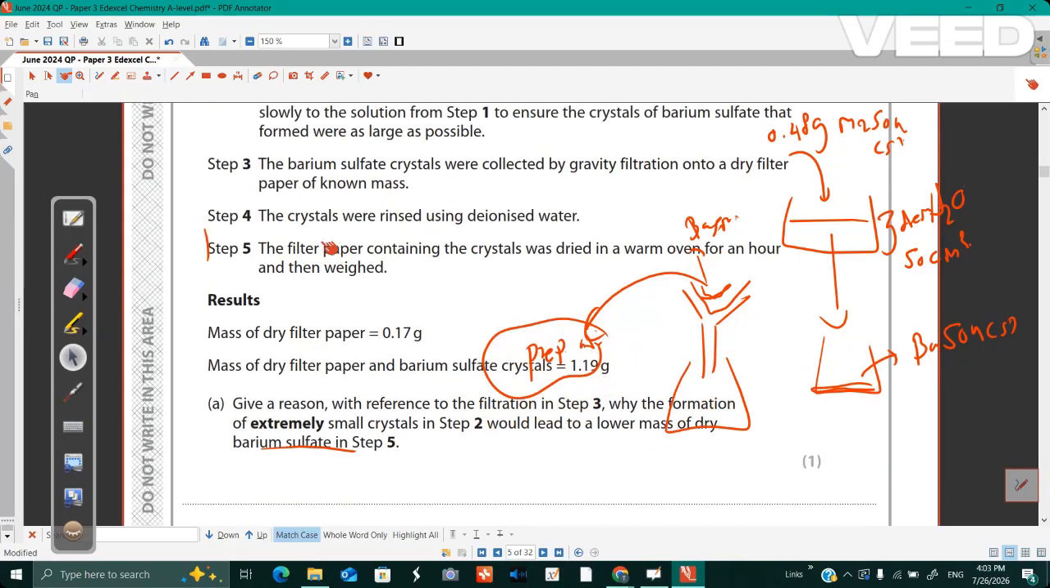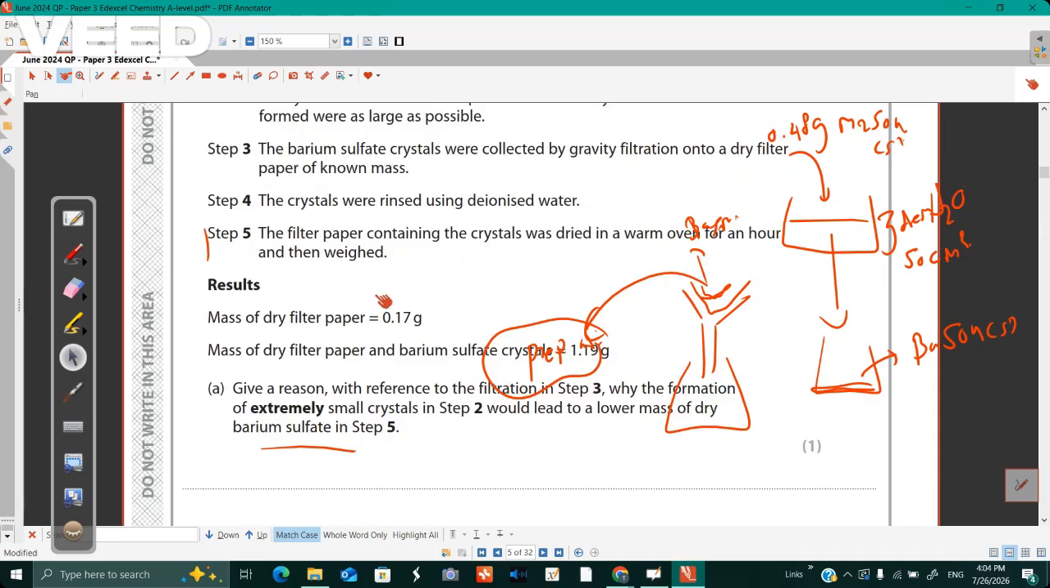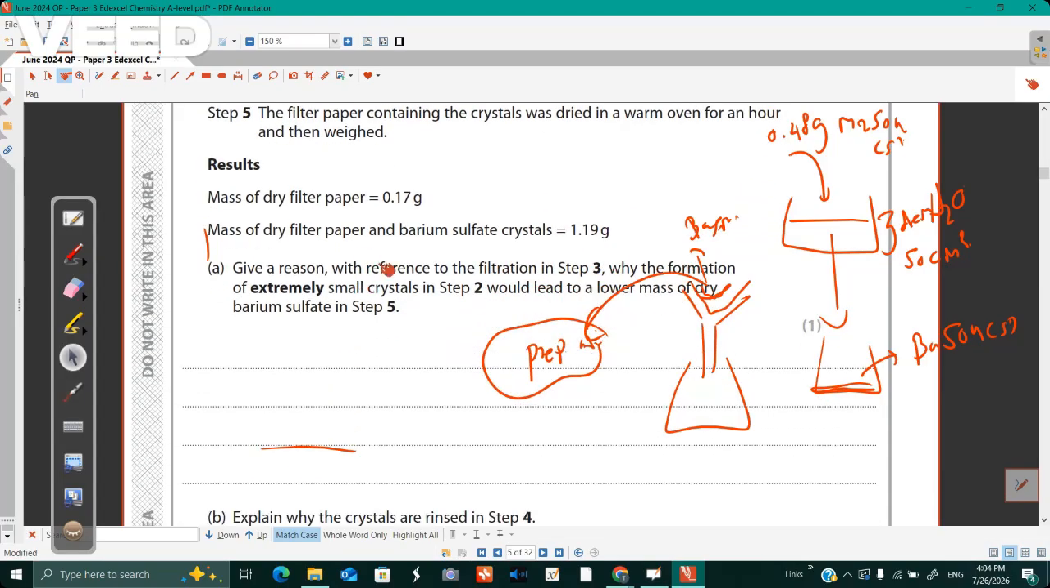During the filtration, we are collecting from the gravity filtration, right? Gravity filtration means we are sending it to these filter papers, they have small pores, so through the pores we are sending the solution. If the crystals are so small, what will happen? It will go through the pores of the filter paper, right?